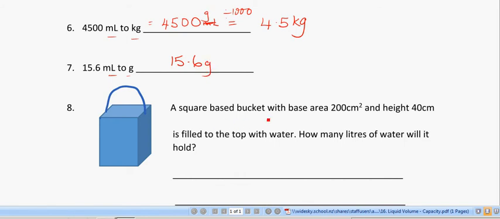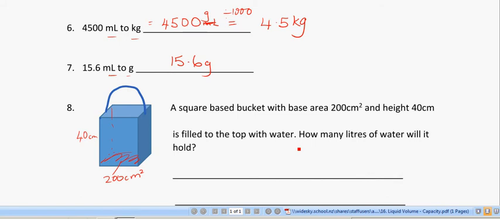Okay, a square-based bucket with a base area of 200 centimetres squared. So you've got your base area here, it's 200 centimetres squared, and a height of 40 centimetres, is filled to the top with water. How many litres of water will it hold?